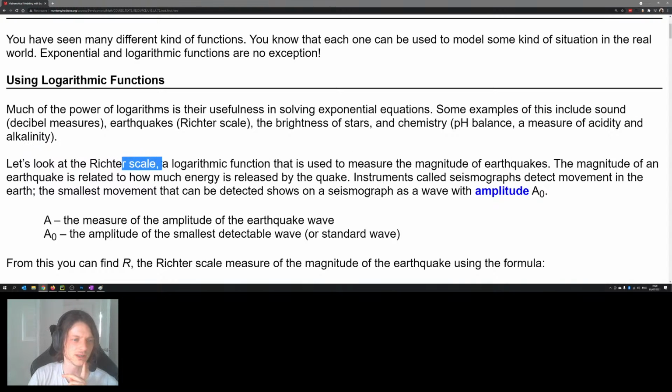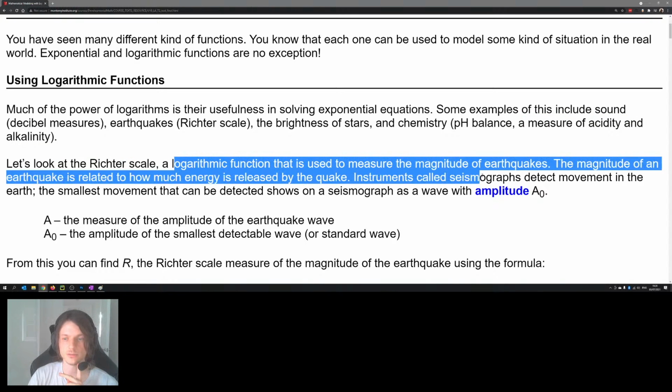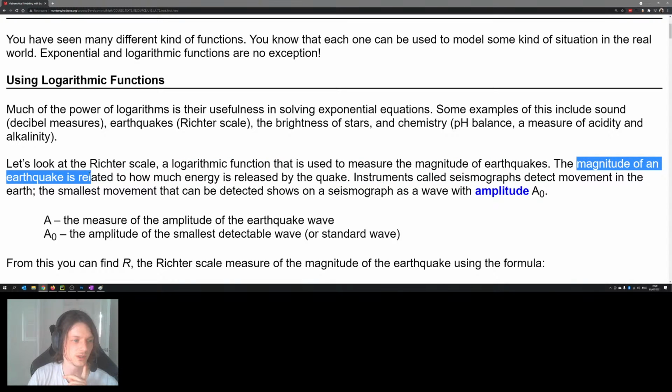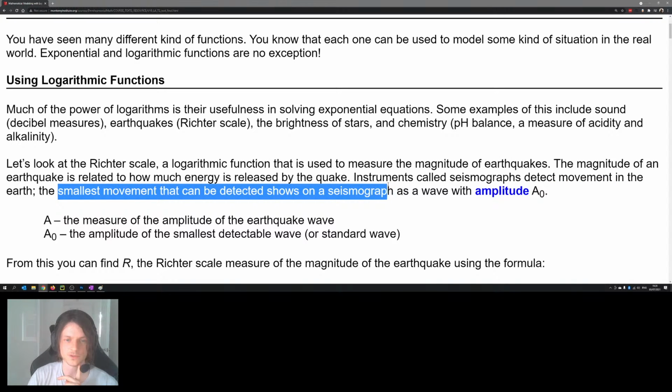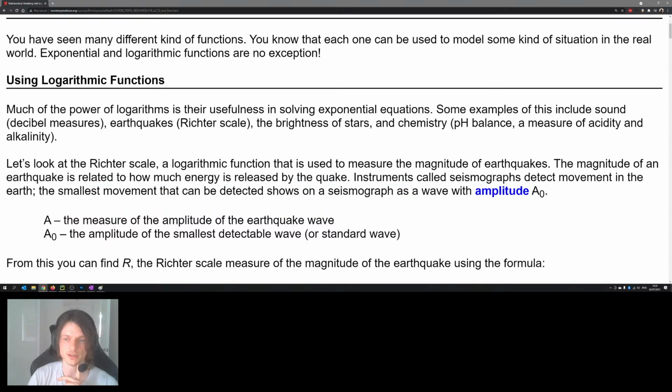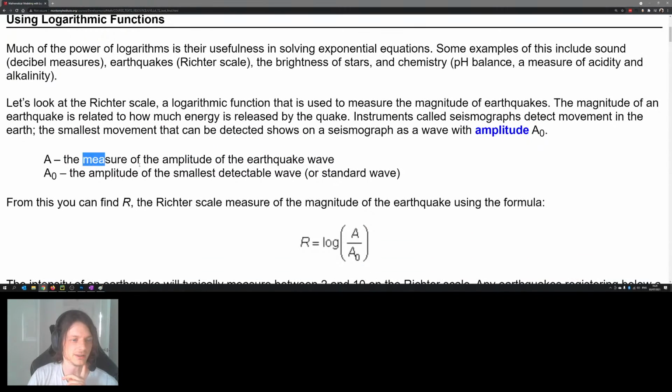Let's look at the Richter scale, a logarithmic function that is used to measure the magnitude of earthquakes. The magnitude of an earthquake is related to how much energy is released by the quake. Instruments called seismographs detect movement in the earth. The smallest movement that can be detected shows on a seismograph as a wave with amplitude A0. A is the measure of the amplitude of the earthquake wave. A sub 0 is the amplitude of the smallest detectable wave, or standard wave.